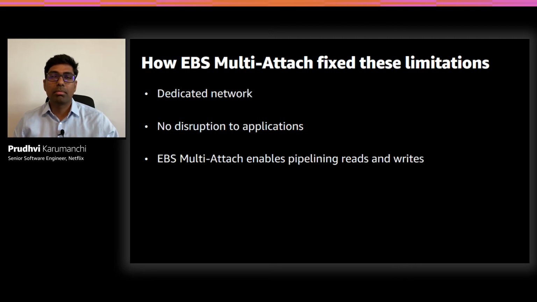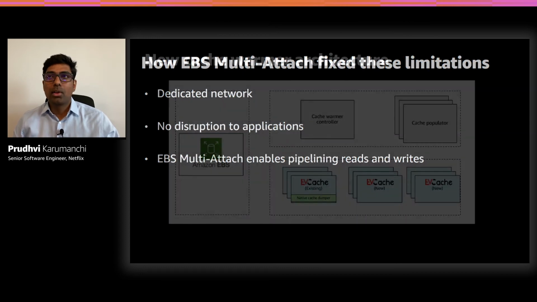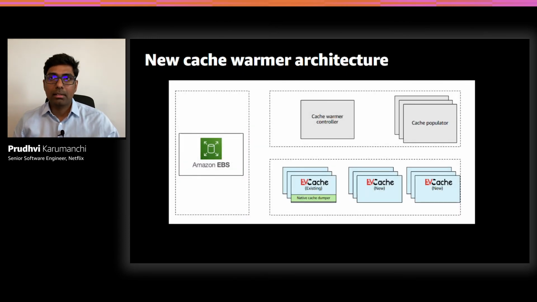Thereby, we could leverage the full potential of multi-attach EBS. So with these things in mind, we went back and came up with a new architecture. If you see this diagram, it's very similar to what we saw earlier. But the S3 and SQS components have been completely removed from the architecture. Instead, we replaced them with EBS. And the new architecture goes like this.